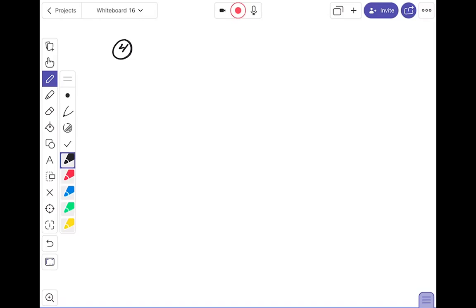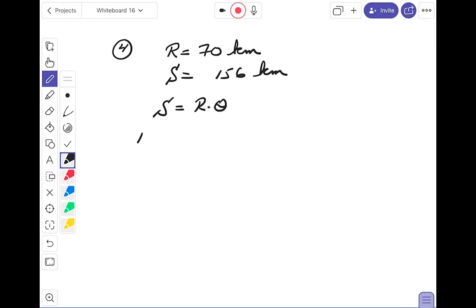And what does number 4 say? It says, find the radian measure of the central angle theta of a circle whose radius is 70 kilometers. That intercepts an arc length, this is S now, of 156 kilometers. Round your answer to 2 decimal places. So then the question is, how would I do that? Well, there's a relationship here. S equals R theta. What's S? 156 kilometers. What's R? 70 kilometers. What's theta? Well, that's their question. What is theta?